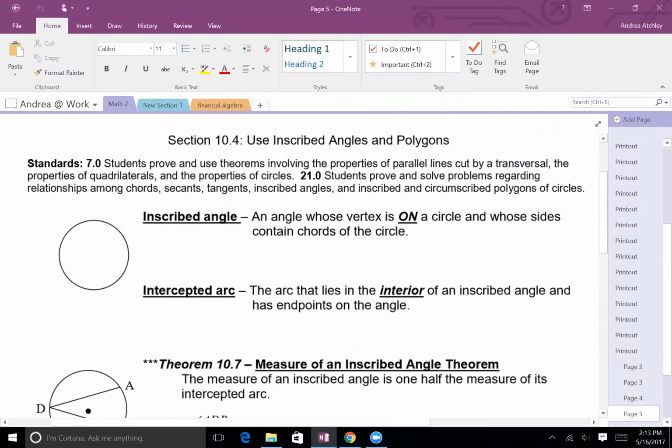Okay, 10.4 is using inscribed angles and polygons. Okay, so in 10.2 we talked about central angles. Now we're going to discuss inscribed angles. An inscribed angle is an angle whose vertex is on a circle and whose sides contain points of the circle. So it looks something like this.